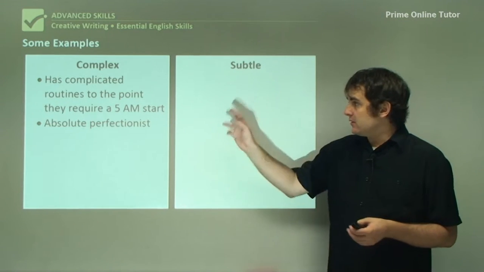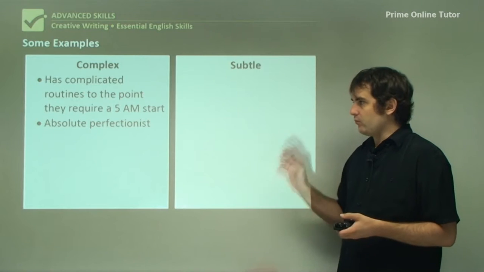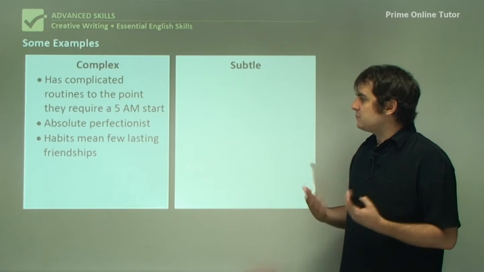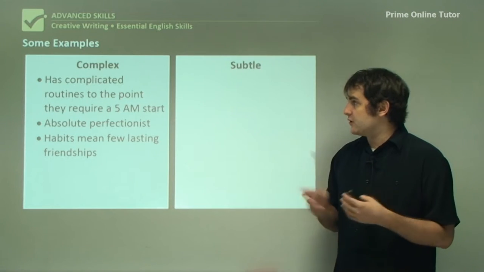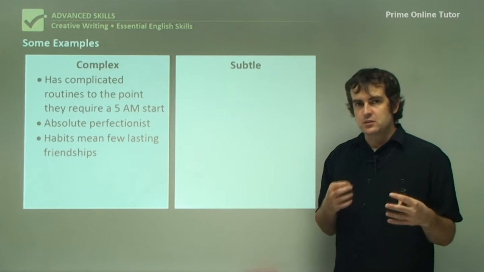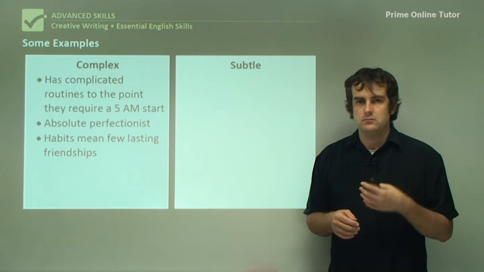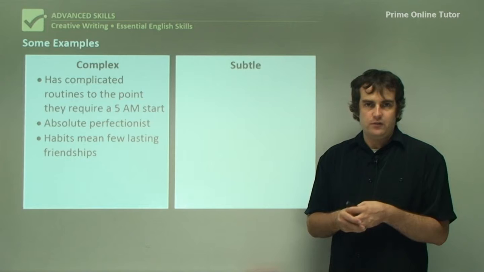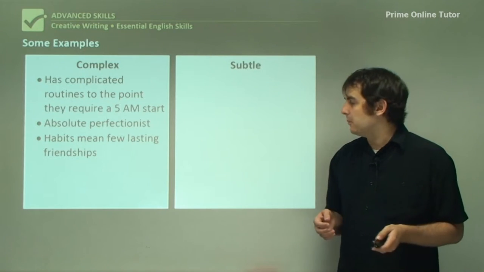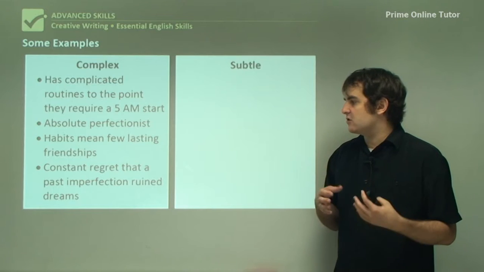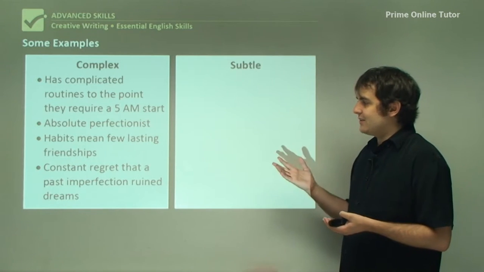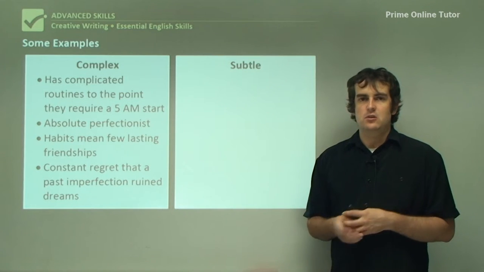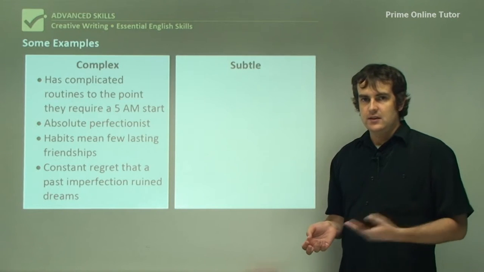Absolute perfectionists, okay, that might have something to do with the complicated 5 a.m. starts. But it starts to put those two pieces together and certainly builds that characterization of them. Habits mean few lasting relationships or friendships. If you imagine it, you start to picture this person who has so many really complicated things and is so obsessive compulsive that they can't really make friends, because all the things they do when they're being obsessive compulsive really annoy other people. And constant regret that past imperfection ruined their dreams. That can stem from the reason why they're so obsessive compulsive: at one moment in their life previously, a mistake has cost them something very dear.